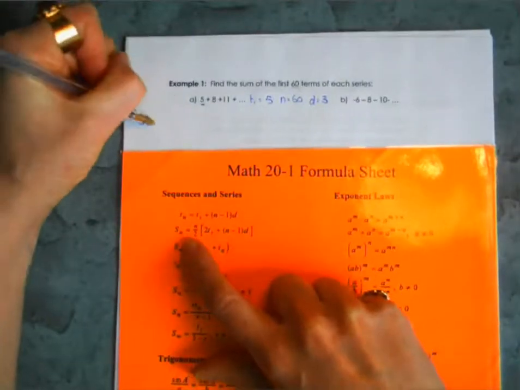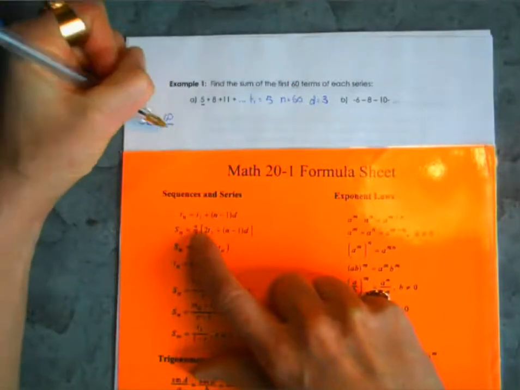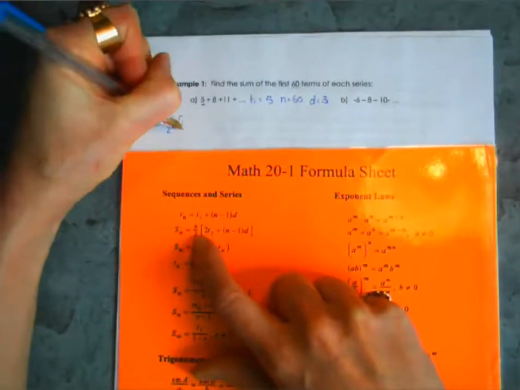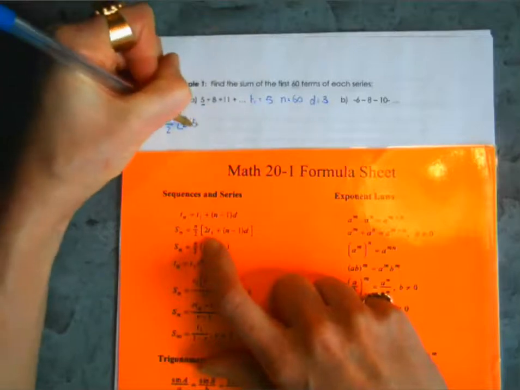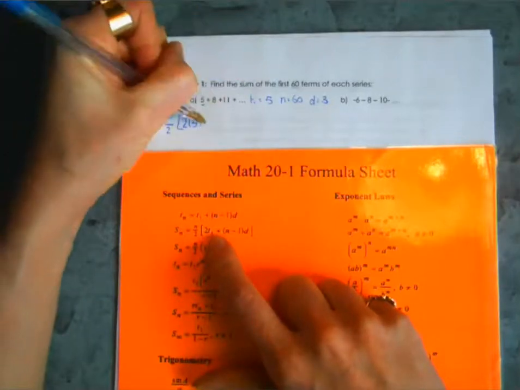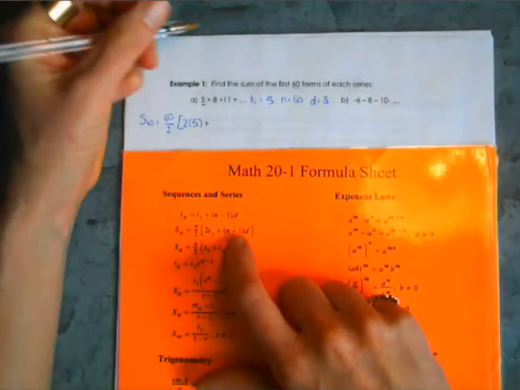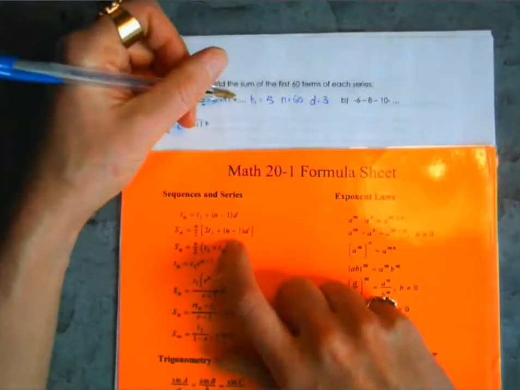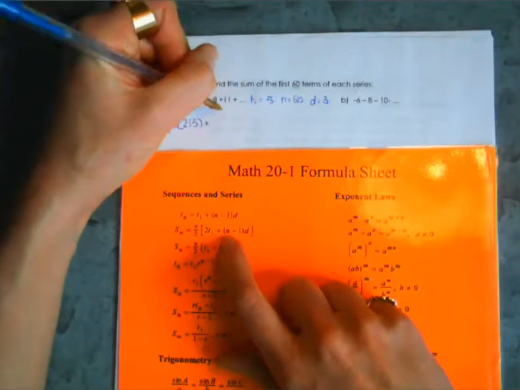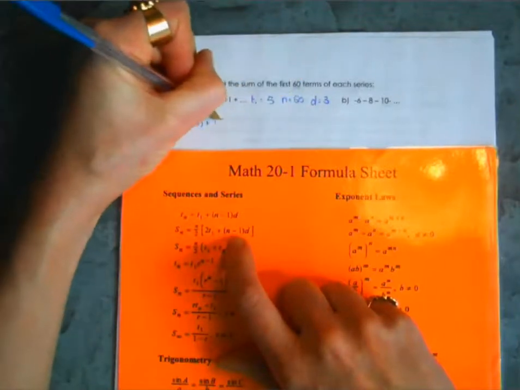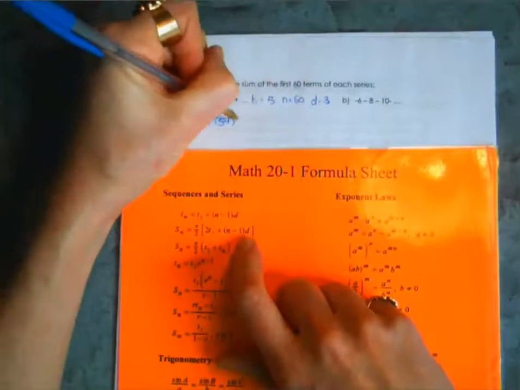Then that's going to be equal to n, which we said was 60, divided by 2, multiplied by 2 times T1, which is 5, plus n minus 1. So n is 60. Now it's up to you how you do this. Personally, if I was working through this, I would do the subtraction right away. So I would say 60 minus 1 is 59. And then I multiply it by d, which is 3.